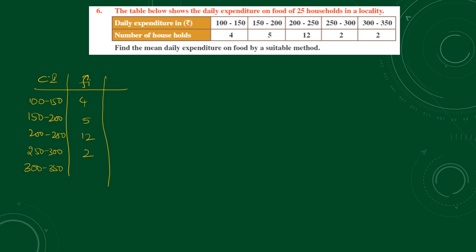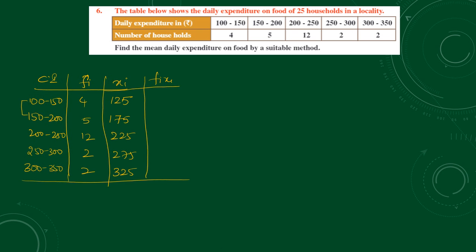12, 2, 2. Now I will do this by the direct method because the values of frequency are small. So what is the mid value? 125. The height of this class is 50, so directly add 50 to this. It becomes 175, next 225, next 275, next 325. We need to give equal opportunity to each method, so I am going with the direct method.